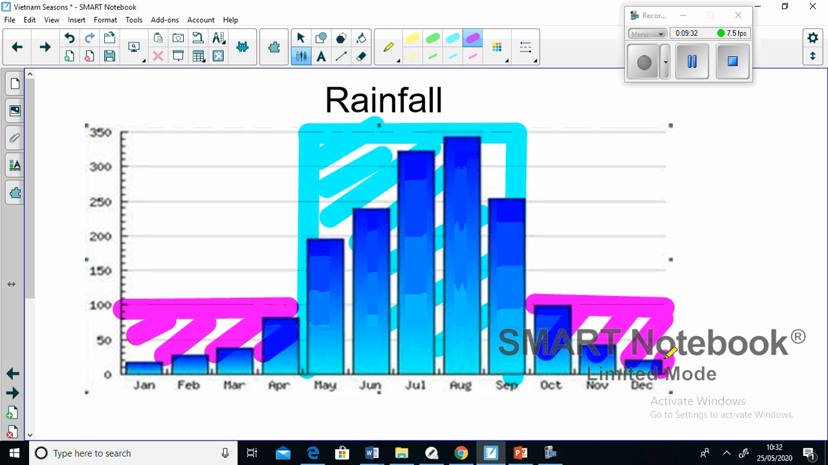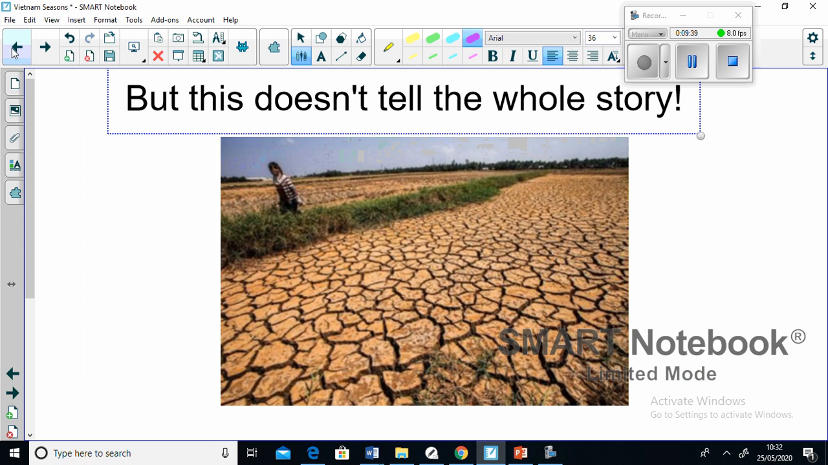A wet season, where it rains lots and lots, and a dry season, where it rains hardly at all. And that's why at certain times of the year, you will see images like this around Vietnam. Times where it hasn't rained for months and months, and everything has gone very, very dry.